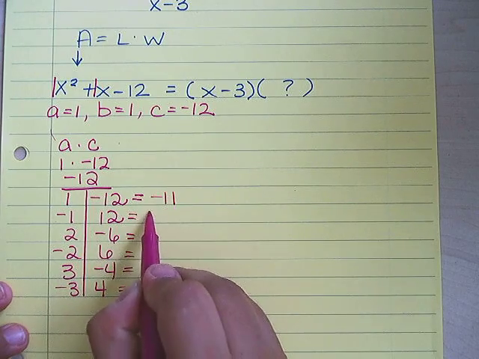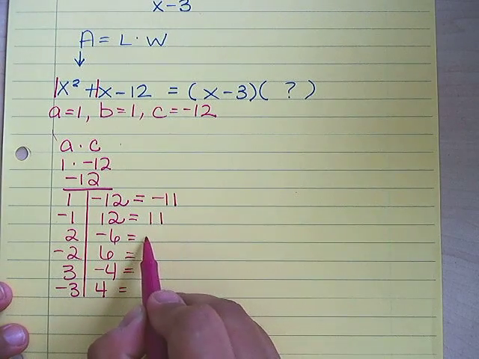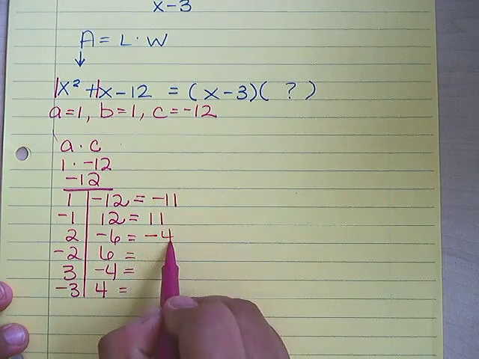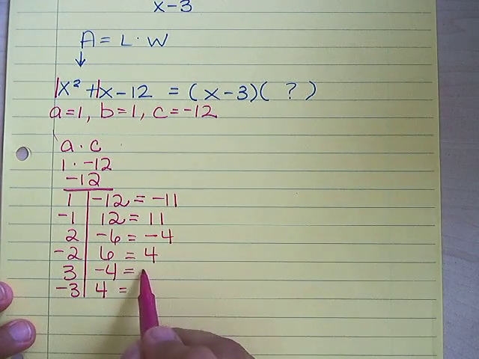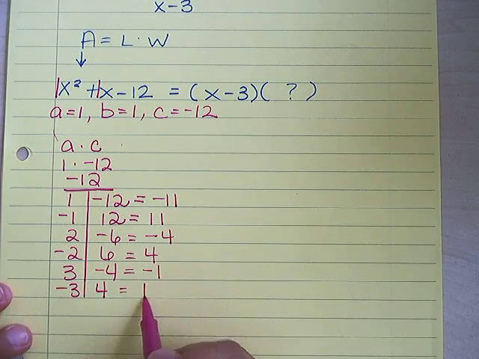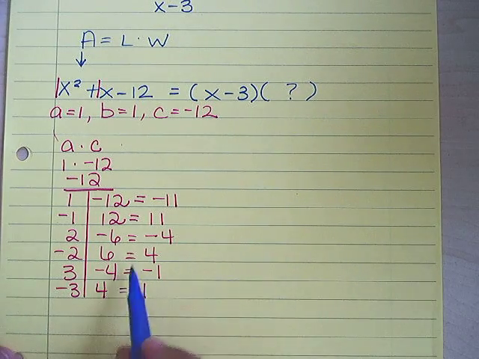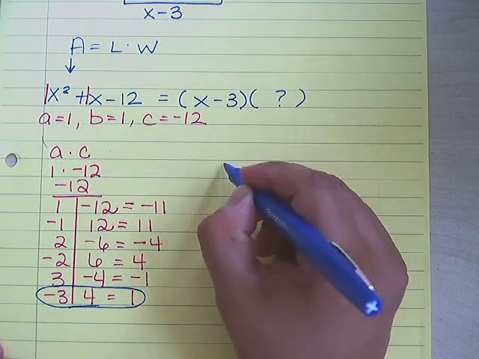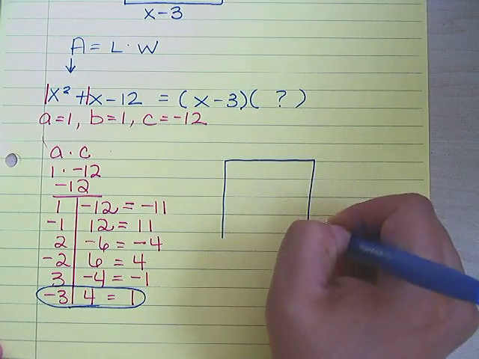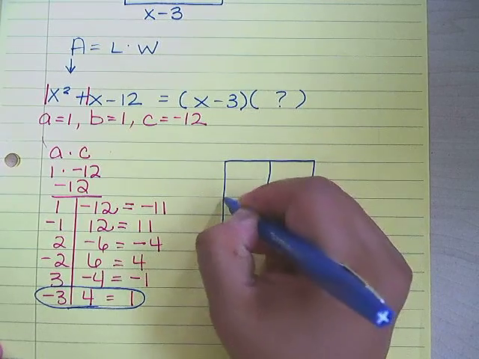This would give me a sum of negative 11. This would give me a positive 11. 2 plus negative 6 is negative 4, and this would give me a positive 4. 3 plus negative 4 is negative 1, and this would be a positive 1. So the pair that I'm looking for is going to be negative 3 and 4. So we're going to use that box method.